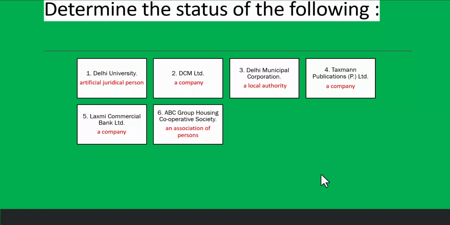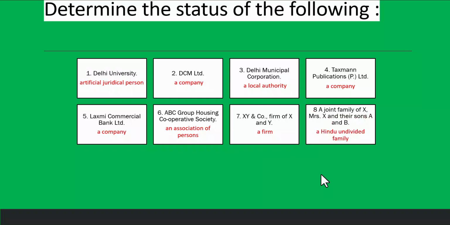AB Housing Cooperative Society: an association of persons. This is a group housing society formed by certain people, so it's an association of persons. XY and Company, firm of X and Y: this is a partnership firm. It is called XY and Company, and it's not a company registered under the Companies Act, but there are 2 partners, X and Y. So it's a partnership firm.